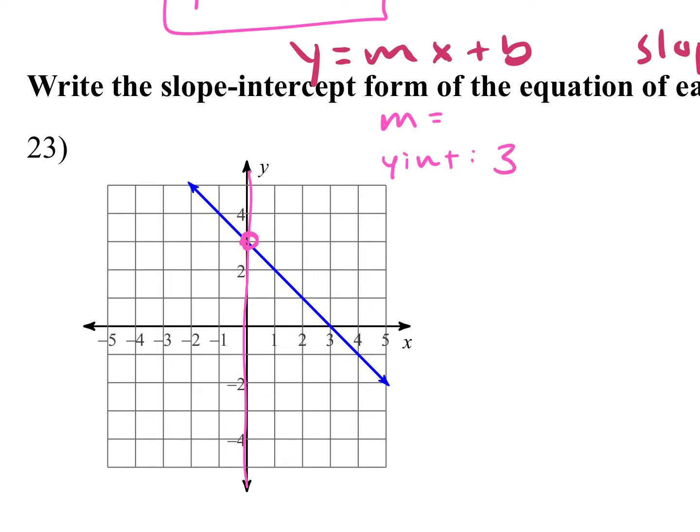And then our slope, we can just pick 2 points and count our rise over run. So I'm going up 1, 2, 3. And then to the left, 1, 2, 3. So this would be -3. So my slope is 3 over -3, which simplifies to -1. So slope-intercept form would be y is equal to, my slope is -1, so -x plus 3.